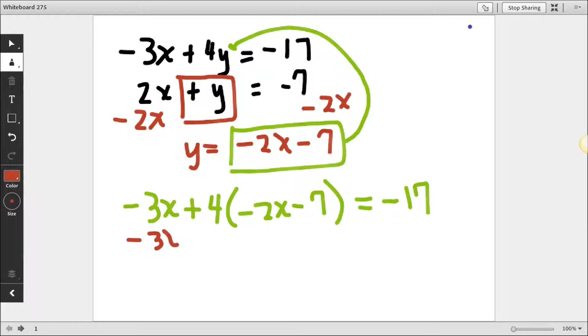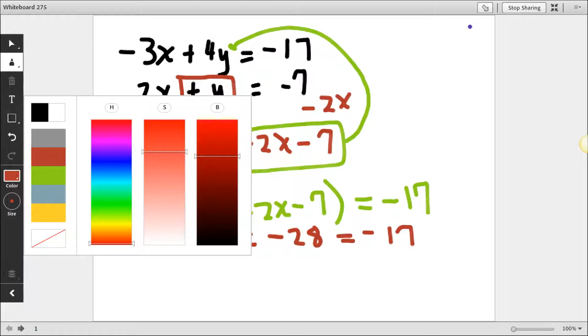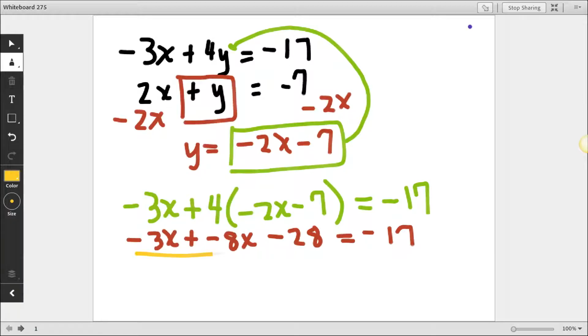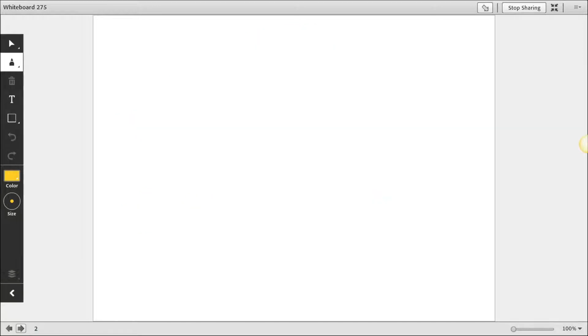So I'll have to distribute first. I will combine like terms. So these combine to make negative 11x. And then you're going to finish solving from here. It's a two-step equation now. I'm going to finish solving this on the next slide here.